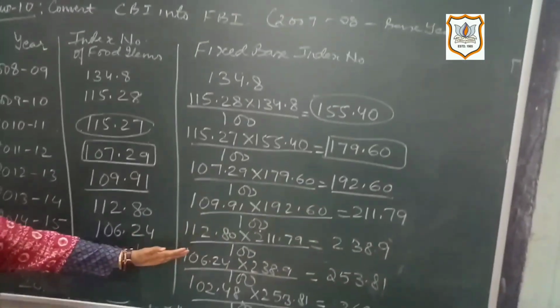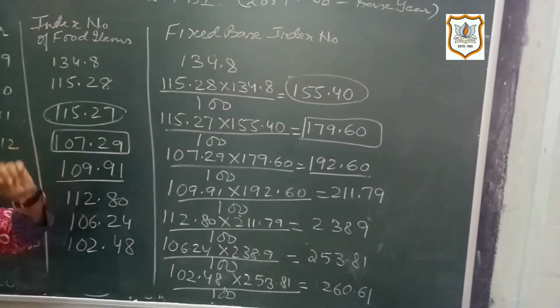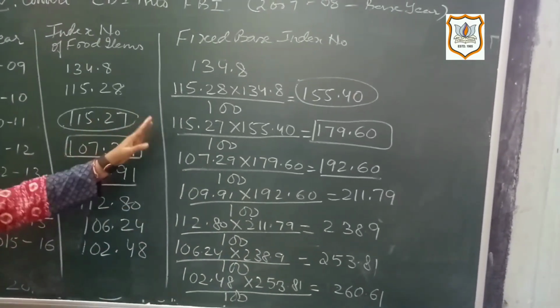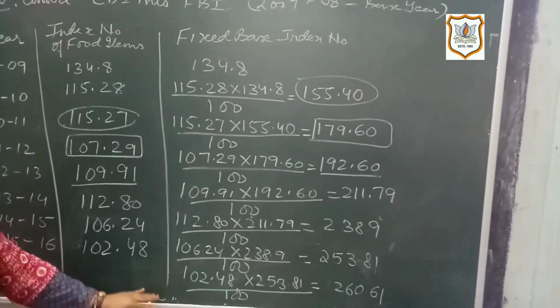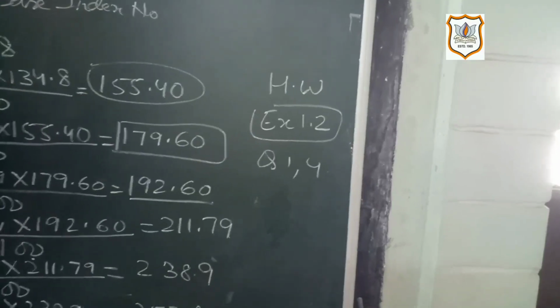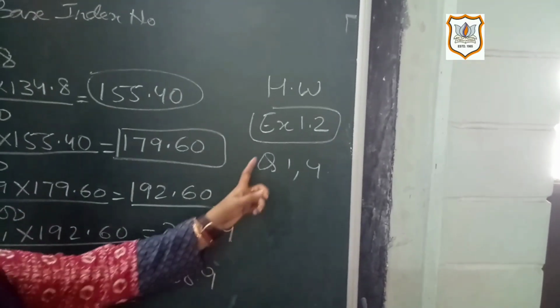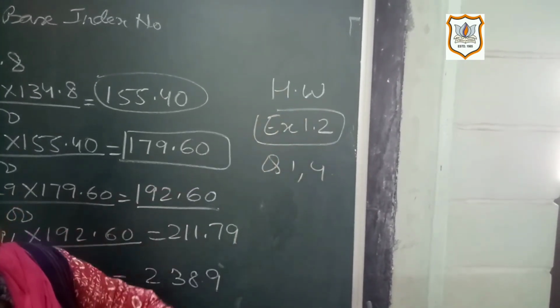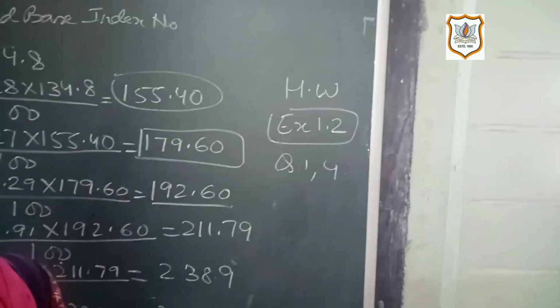Here all the numbers are linked with each other. So if you make one mistake, the whole sum will go wrong. So do it carefully because you have to cross multiply and find the next value. Now do question number 1 and 4 of exercise 1.2 as your homework on the basis of this method which I have taught you.